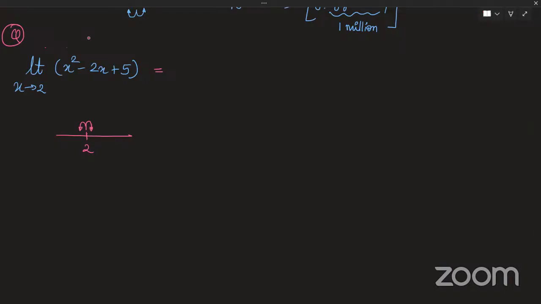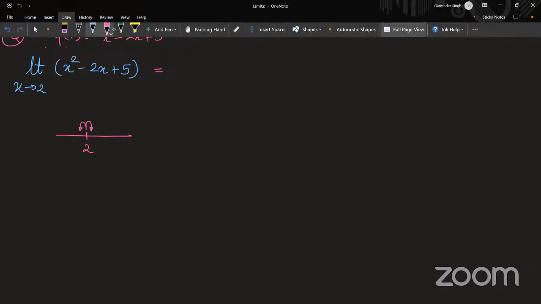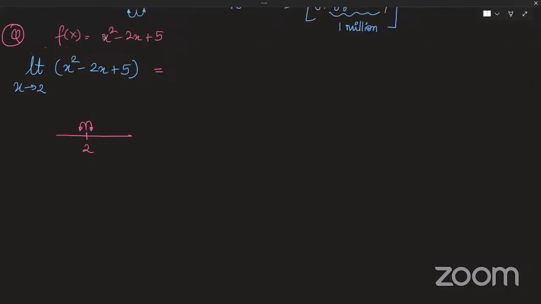So if I'm assuming a function f of x, x square minus 2x plus 5, okay, I can just directly substitute my value. It will be equal to f of 2. So it is 4 minus 4 plus 5. So it's equal to 5, right? Right, everyone? So in case of polynomials, it was really easy to solve.